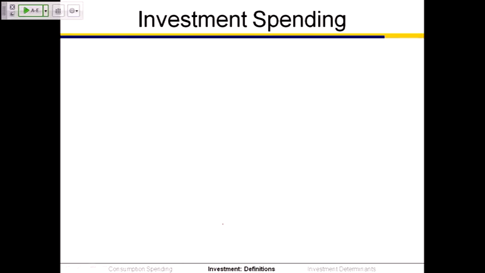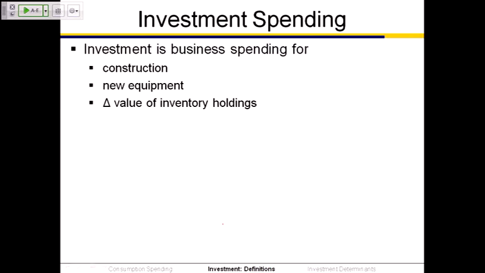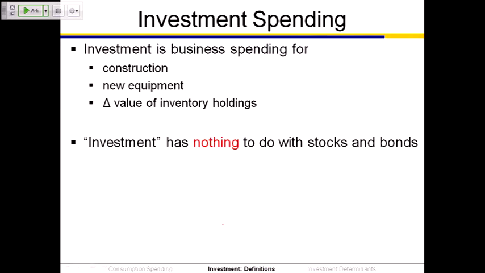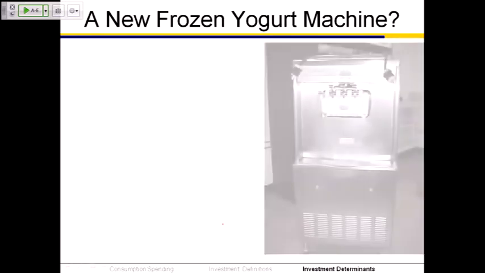I hope so. All right, that's what this slide says. It's business spending for construction, new equipment, and changes in the value of inventory holdings, and it has nothing to do with stocks and bonds. Probably most of you wouldn't have said A if you had the slides. It's right there on the next slide. So let's think about how this works, and you're going to see how it works in section as well.